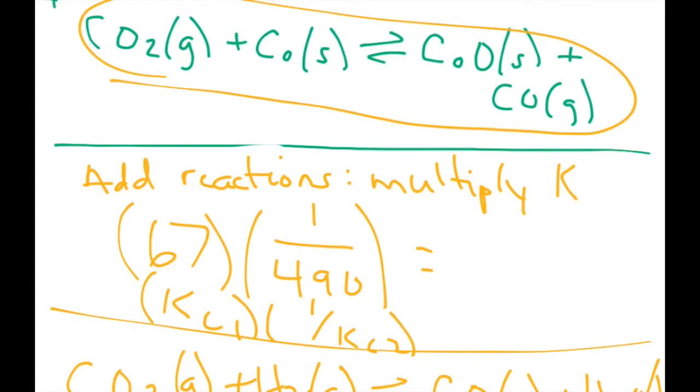Plugging that into our calculator, the overall Kc for the reaction will be 0.137. And again, Kc values are unitless. They are unitless. There is no unit on K values.